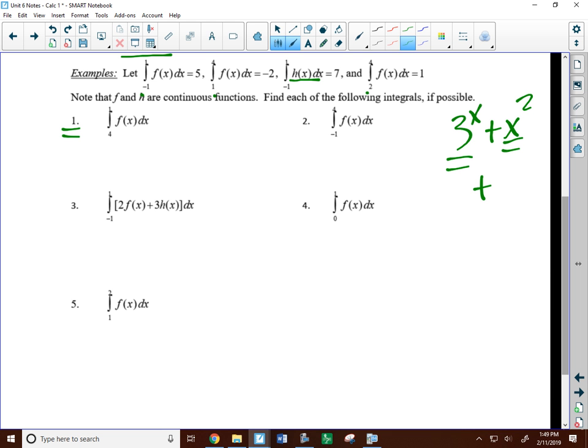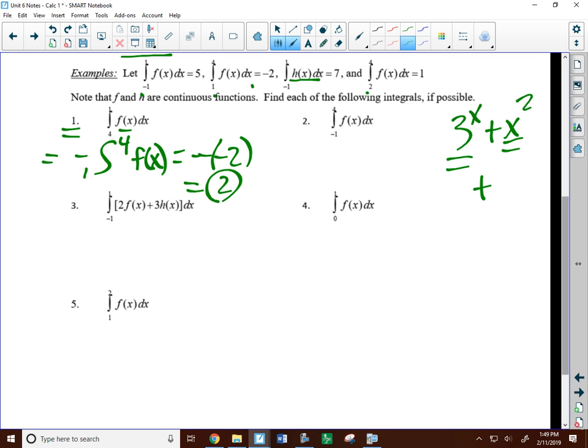All right, so know that f and h have to be continuous functions for this to work. So number 1, integral 4 to 1. There is no 4 to 1 for f of x. 1 to 4, we have 1 to 4 of those. So what property from above am I using? Order. We're doing the order property. We're flipping it. So this is equivalent to negative, and then I can flip the order, 1 to 4. And then what? Yeah, it's the negative of -2, which is 2.